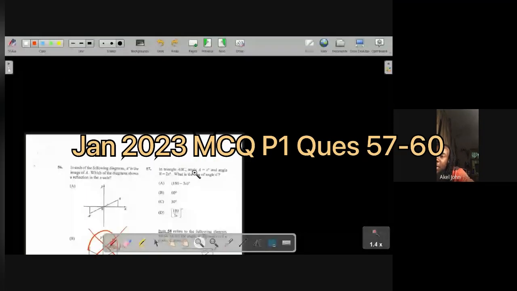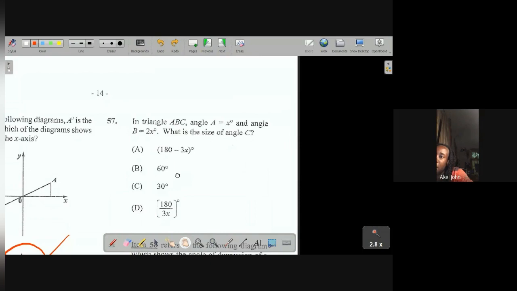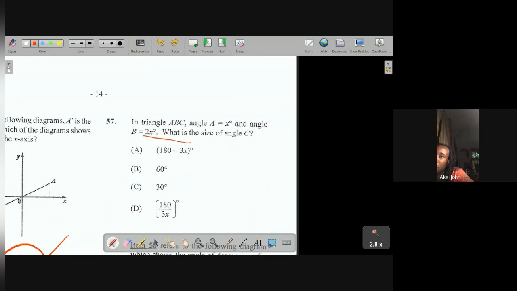57. In a triangle ABC, angle A is equal to x degrees and angle B is equal to 2x degrees. What is the size of angle C? The answer would have to be A, because a triangle adds up to 180 degrees.